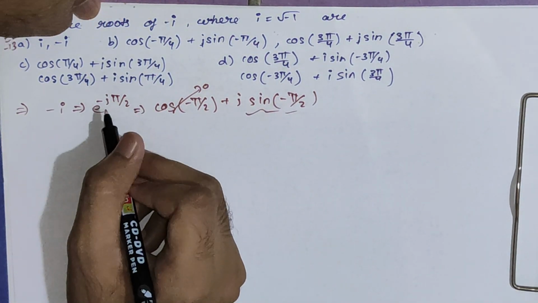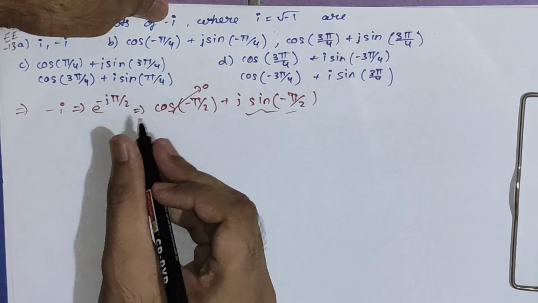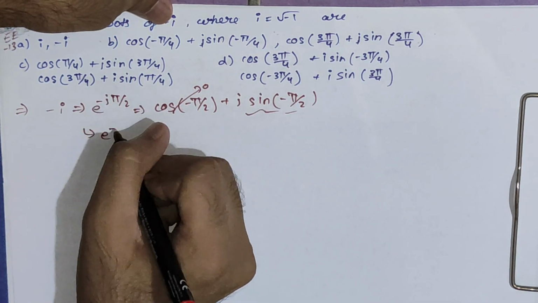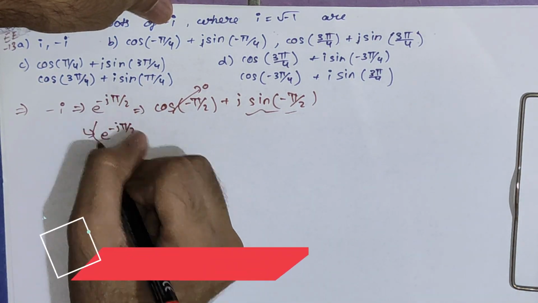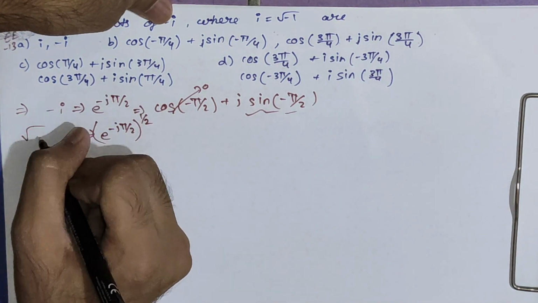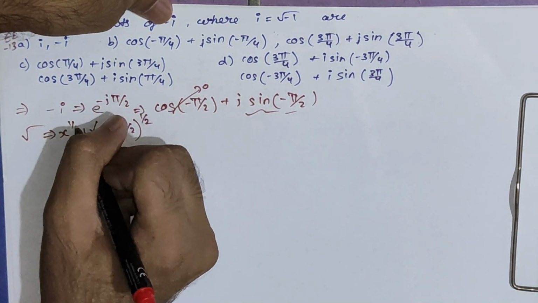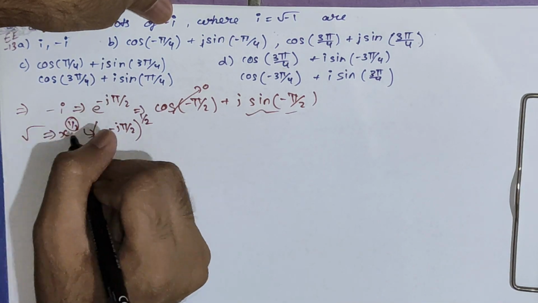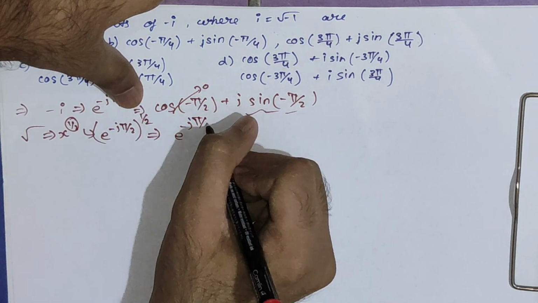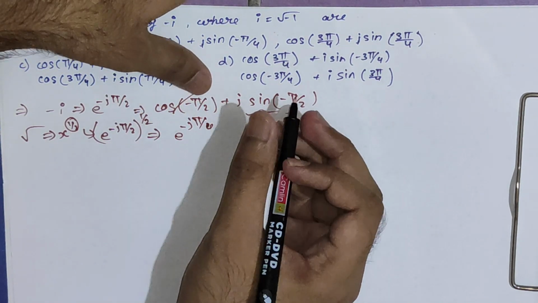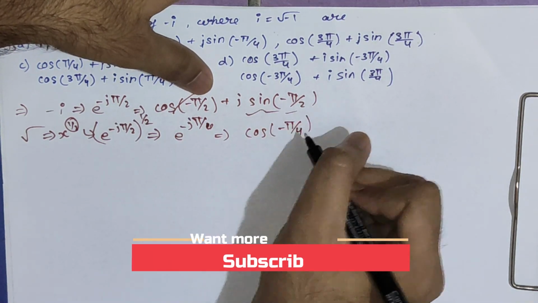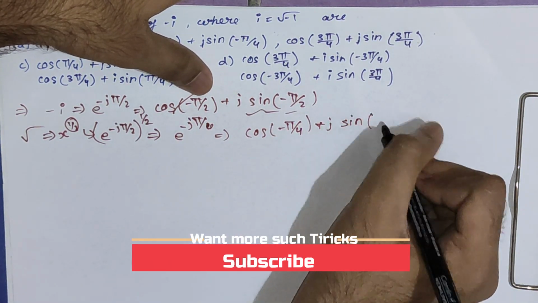Okay, but now we have to get the square roots of this minus i. So for that we have to take the square root of this term. Basically e raised to minus j pi by 2, if we take square root we will get raised to 1 by 2. So I have written the square root as raised to 1 by 2 in the power. If we simplify it we will get e raised to minus j pi by 4. If we elaborate into cos theta plus j sin theta form, we will get cos of minus pi by 4 plus j sin of minus pi by 4.